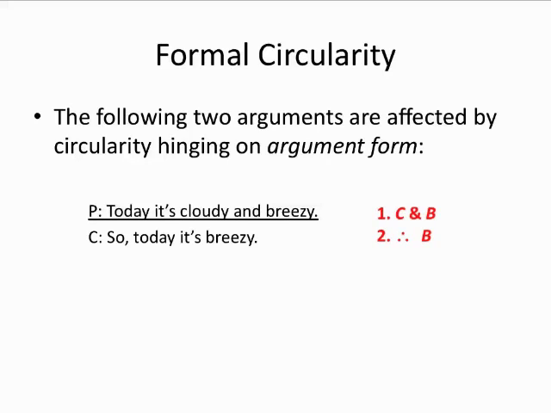The form of this argument is perfectly valid. It's a well-known inference known as conjunctive simplification. It simply states that, given any conjunction in a premise, we may validly drop either conjunct and infer the other conjunct in the conclusion. Here's a second example of formal circularity.